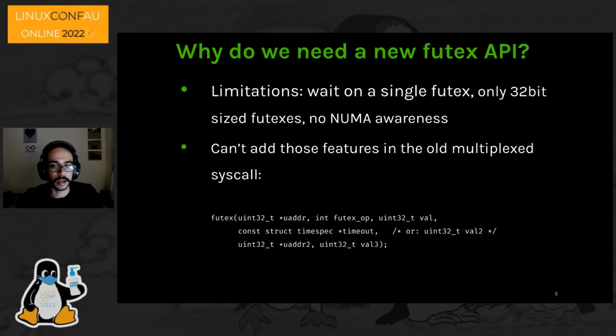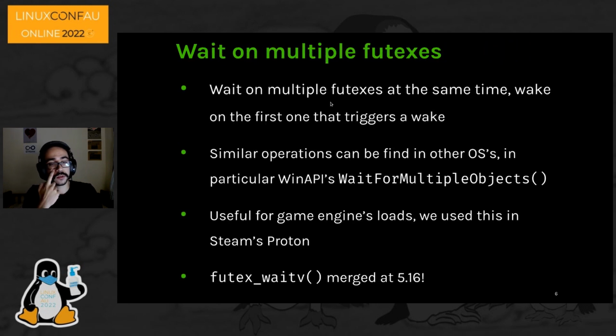And here we are, and now we have this project that we call futex2, to try to discover how this new interface should look, and to get all those new features that we want on this new interface. So first of all, wait on multiple futexes, as I said before. You basically wait on multiple futexes, and if some futex triggers a wake, you just wake up. This operation can be found on other operating systems like Windows. It is very similar to WaitForMultipleObjects from the Windows API.